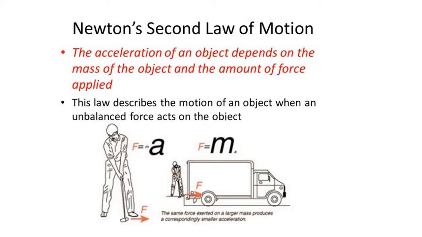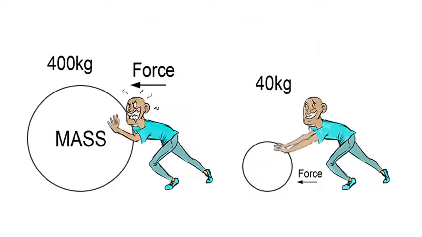Newton's second law of motion, as you can see over here, says the acceleration of an object depends on the mass of the object and the amount of force applied. So the greater the mass, the less will be the acceleration, and less mass will have greater acceleration. So acceleration is inversely proportional to mass.